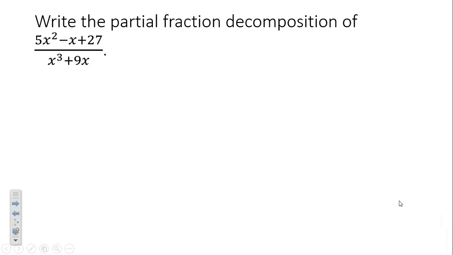Today we want to tackle a problem like this, where we're finding the partial fraction decomposition for (5x² − x + 27) over (x³ + 9x). So remember that the goal is to take this big fraction and break it down into two or more smaller fractions that are equivalent, so that if we would graph them, they would be the same. So what's the first step of finding a partial fraction?